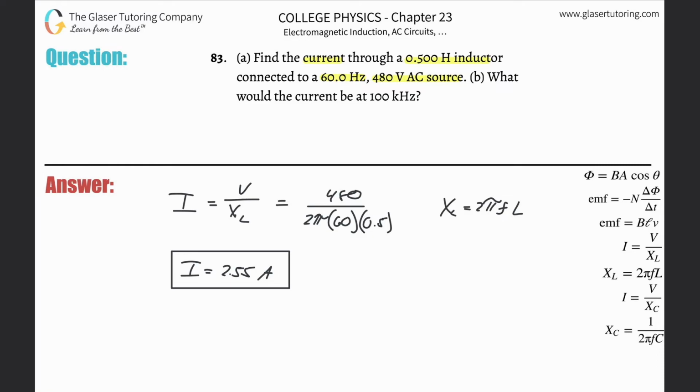Now let's take a look at letter B. It says, what would the current be at 100 kilohertz? All we have to do is take this formula, and the only difference is the frequency. Instead of 60, we plug in 100 times 10 to the third and recalculate. So 480 divided by parentheses 2 pi times 100 times 10 to the third times 0.5, close the parentheses. Here we come up with a value of 1.53 times 10 to the minus 3 amps. Notice what happens as the frequency increases: the current decreases.